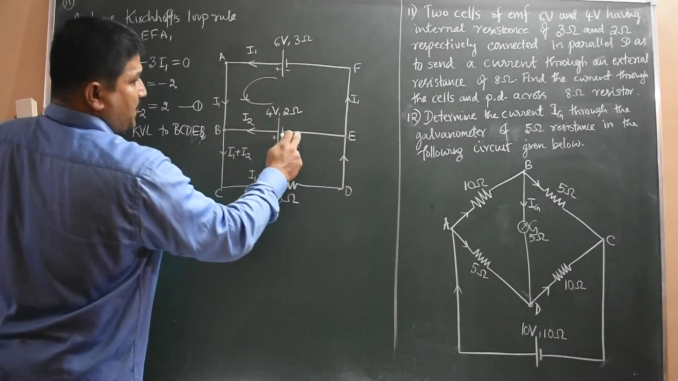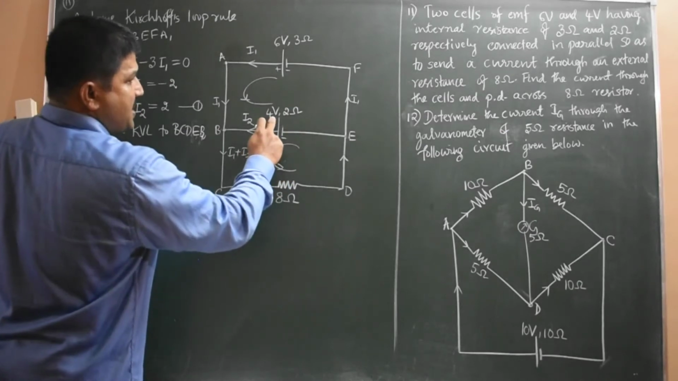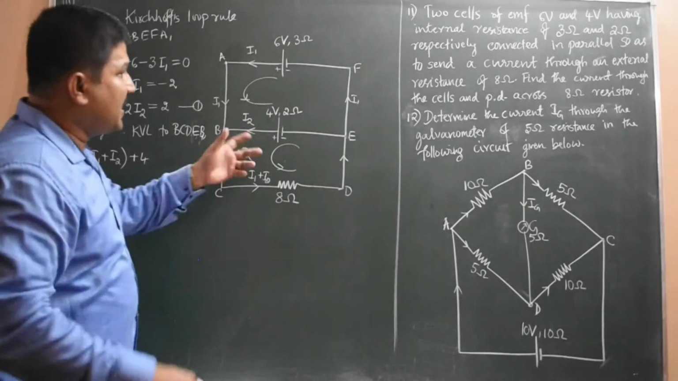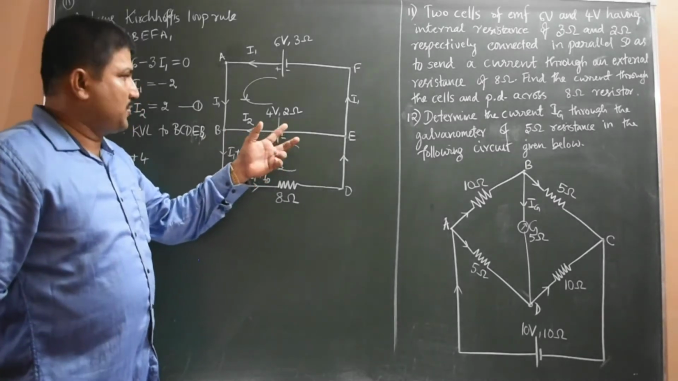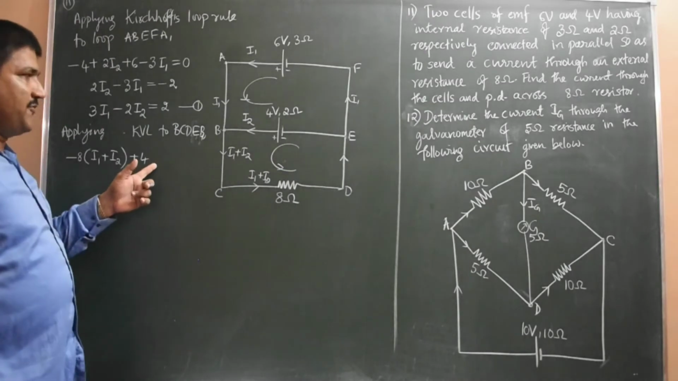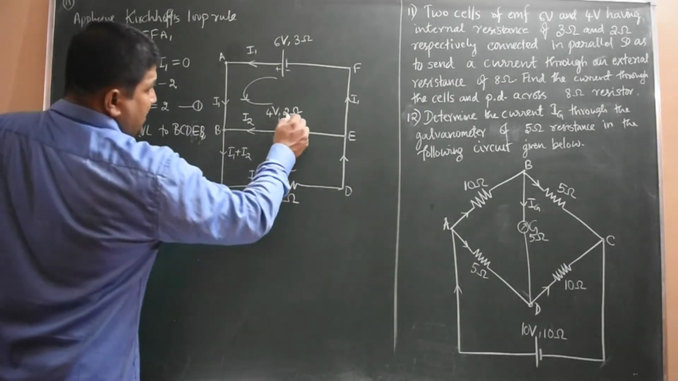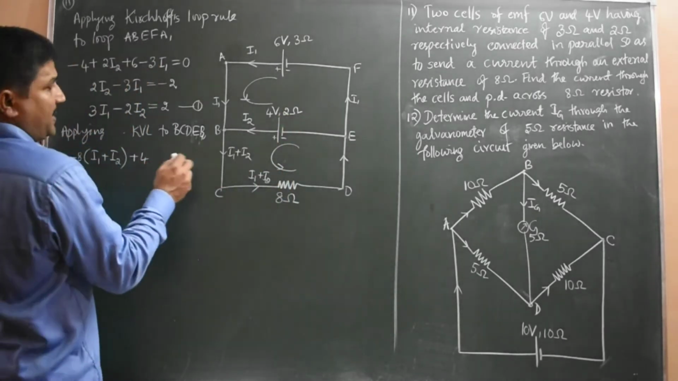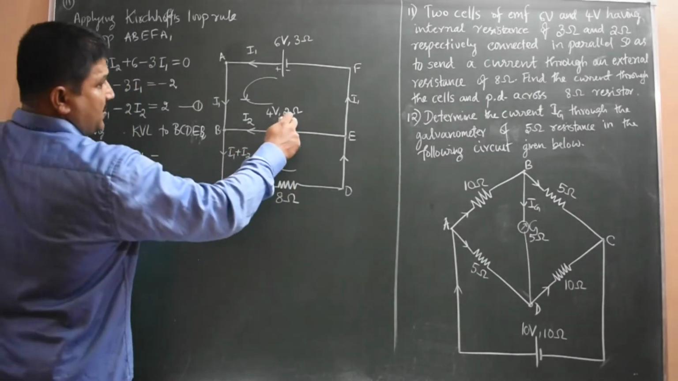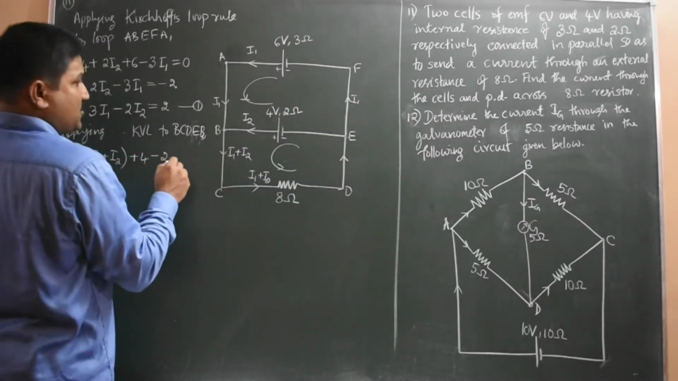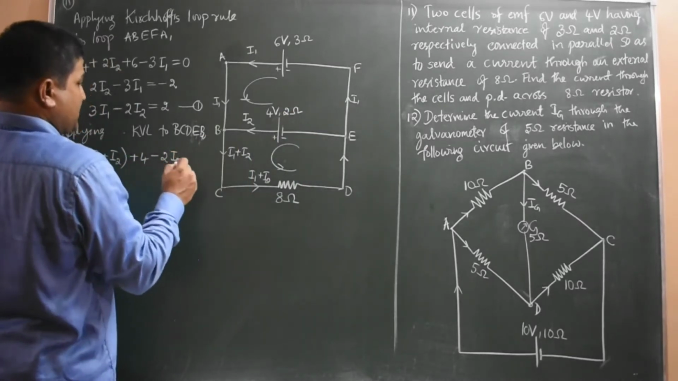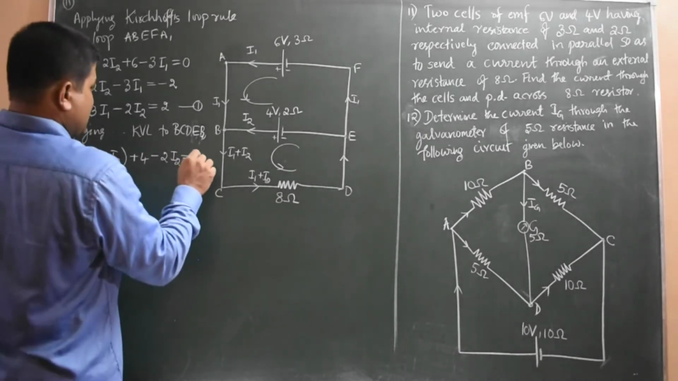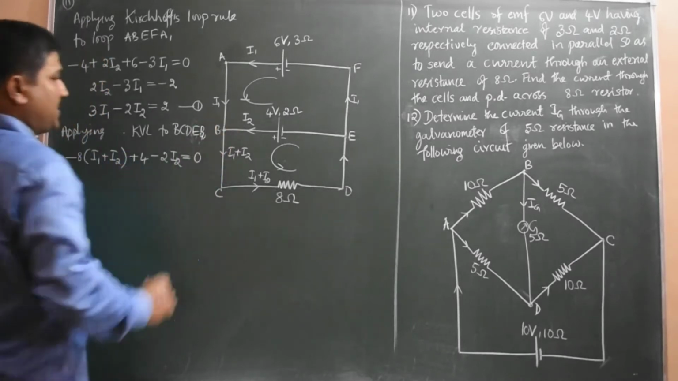So again you see negative terminal to positive terminal means EMF we have to take a plus. If you are traversing in such a way that first negative terminal of the cell is approached, then we have to take EMF as positive, and then I into R, current I2 and resistance 2 ohm internal resistance, that should be taken as a minus, in the direction of current. So minus 2I2, that is equal to 0. Because we reach the point B.